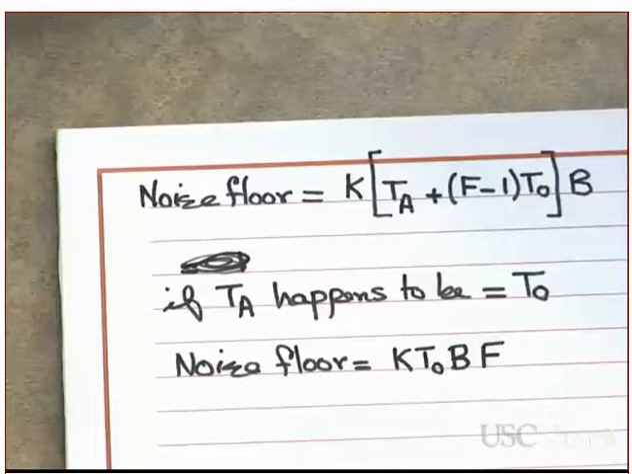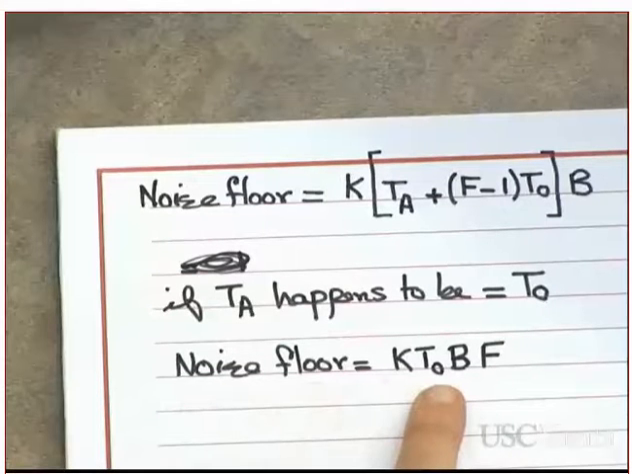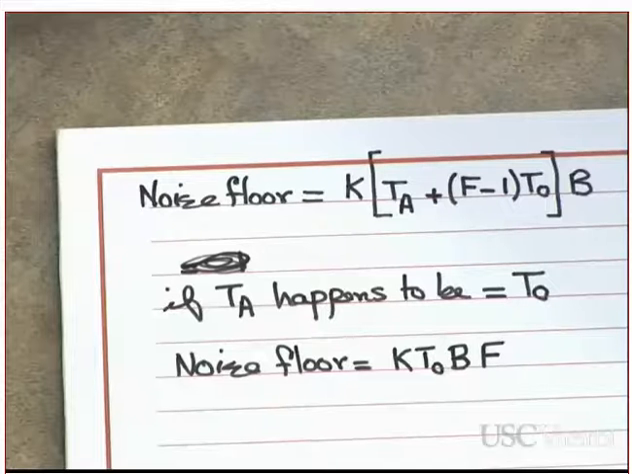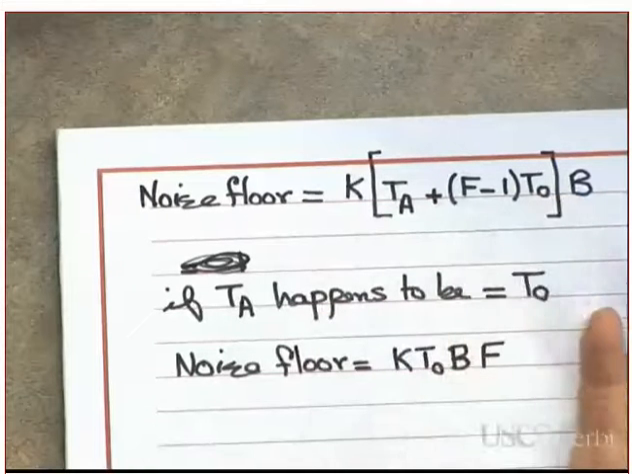Are you following me or not? Students' mistakes from previous semesters, or even in the industry, when they calculate the noise floor, they always use this equation. Are they always correct or not necessarily? Not necessarily. The equation is this one. This is the noise floor. Did you get my point or not?